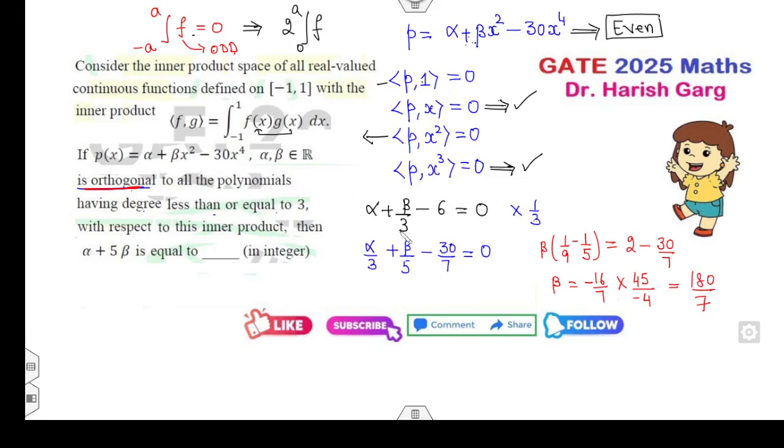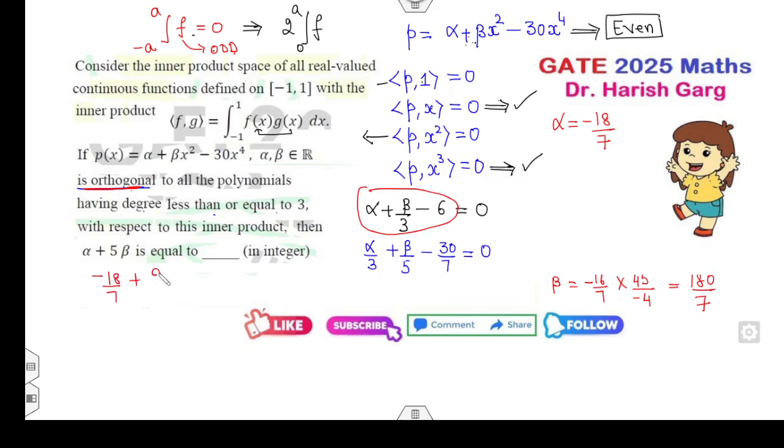फाइन. तो जैसे आप वैल्यू इसमें फिल करोगे, you will get alpha is minus 18 over 7. Now you can substitute the answer. Alpha plus 5 beta. Alpha is minus 18 over 7, plus 5 times 180 over 7, that is 900 divided by 7. And if you solve them, you will get 126 is the right answer of the problem.